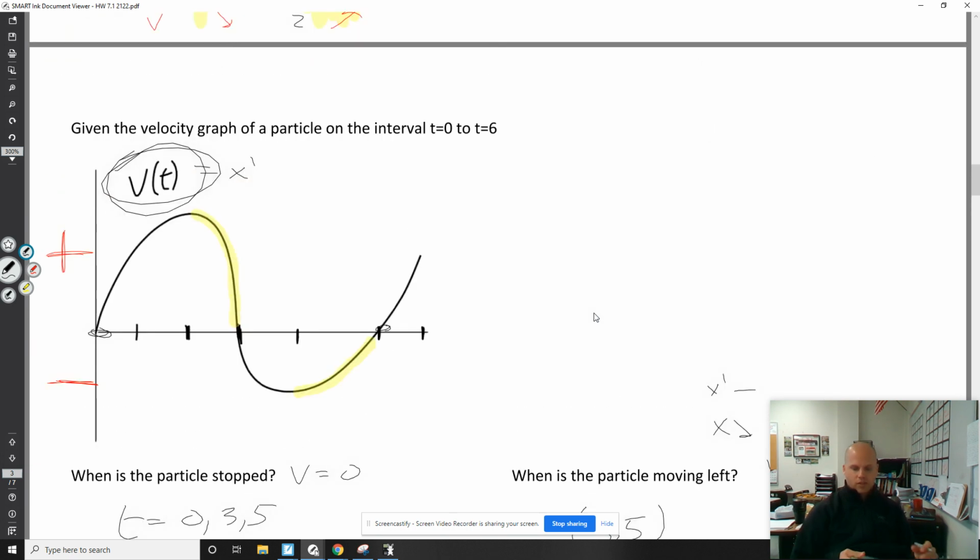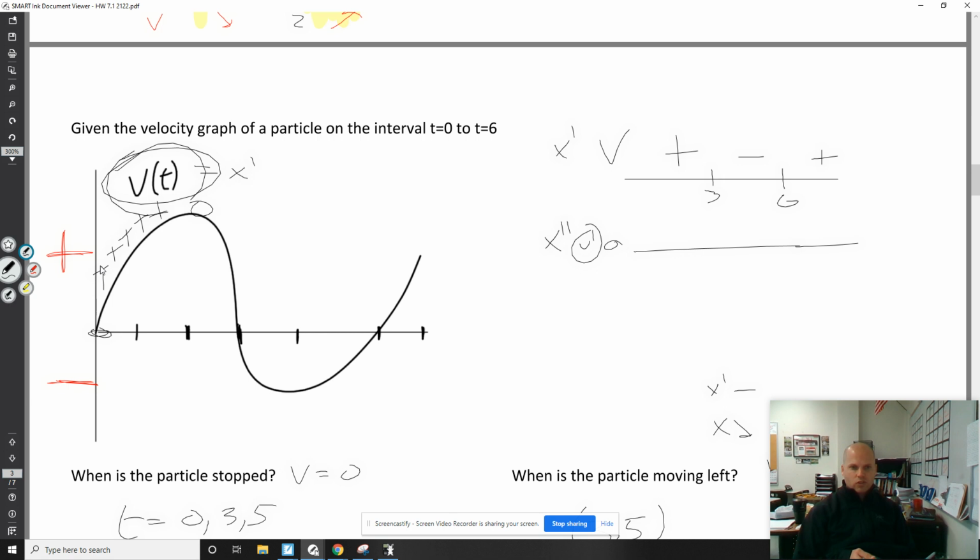Now the other way to do it is to immediately throw down v, or x prime, and its sign chart analysis, remembering how to do it. It's positive until 3, negative until 5, positive after that. I'm going to throw down x double prime, which is v prime, which is a. However I like to do it. Now, some people look at slopes of v. V primes are slopes of v, and they say, okay, positive slopes, zero slopes, negative slopes, zero slopes, positive slopes. Or they say v is increasing, flattened out, decreasing, increasing.